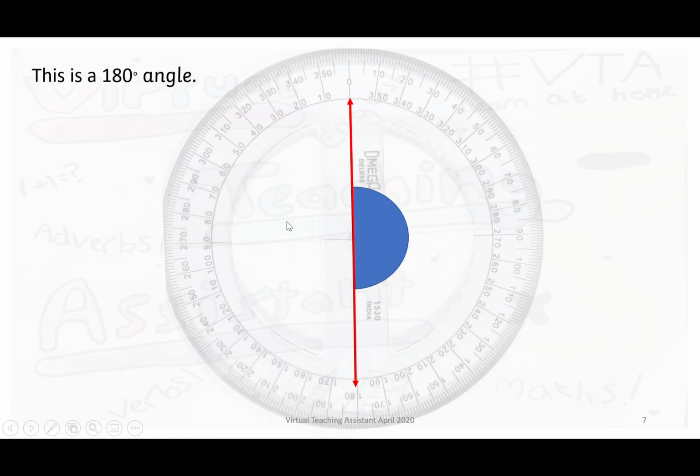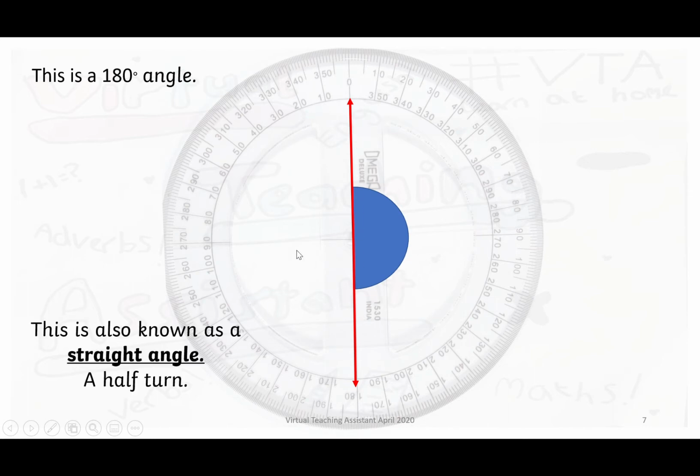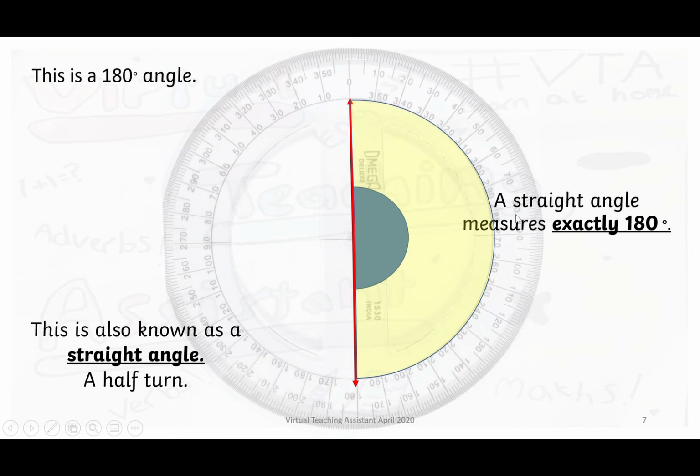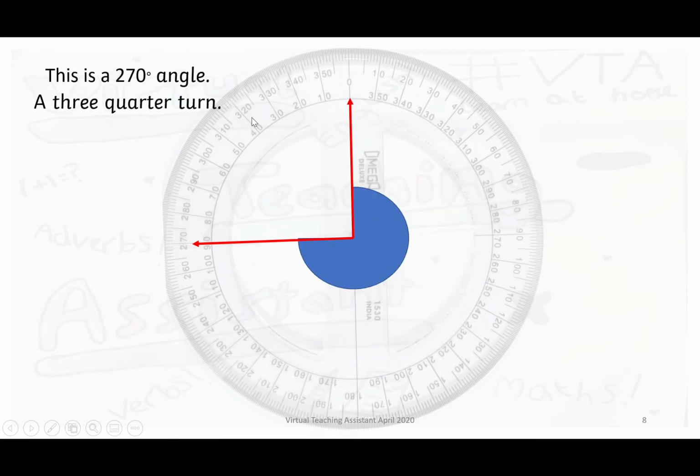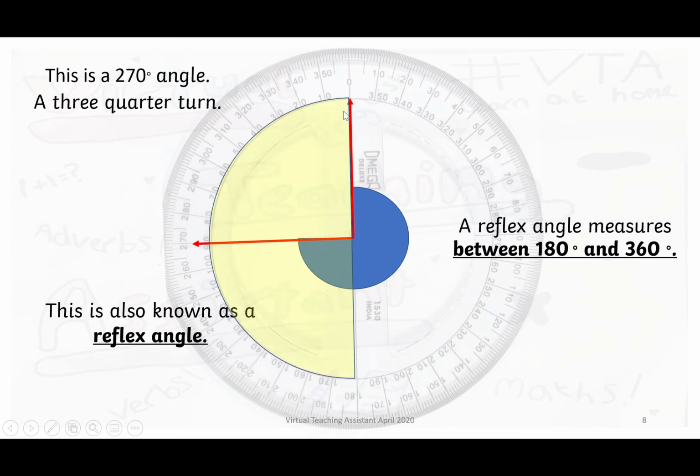Okay, next, this is a 180-degree angle. It's probably the easiest name to remember. This is called a straight angle, which is a half turn. A straight angle measures exactly 180 degrees. Next is a 270-degree angle, which is a 3/4 turn. Now this is a reflex angle. A reflex angle is anywhere between 180 degrees and 360 degrees.